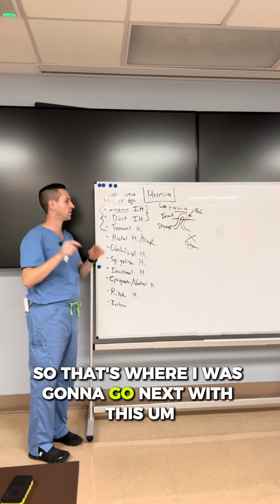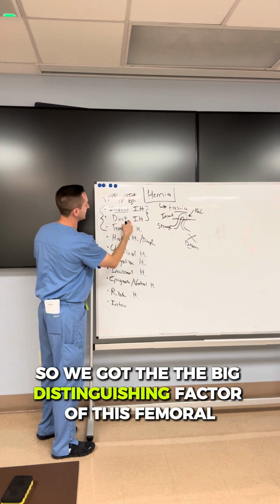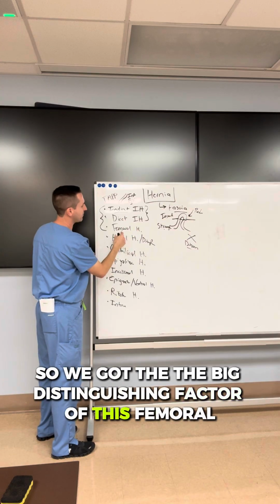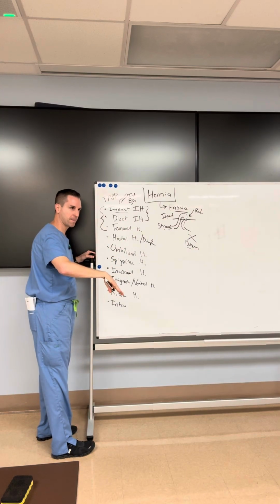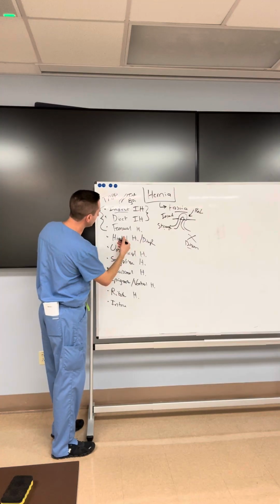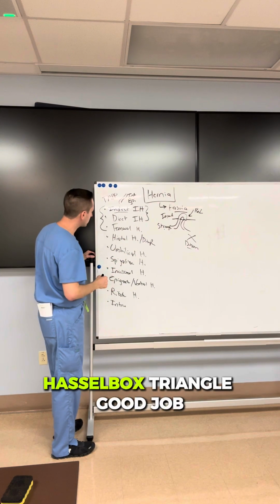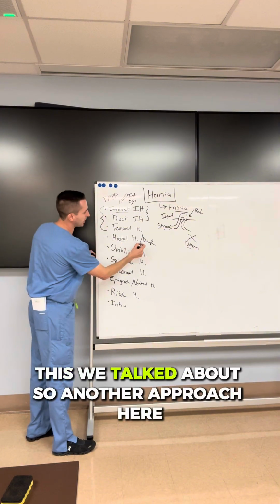So that's where I was going to go next with this. But let's keep talking about these. So we got the big distinguishing factor of this, the femoral hernia, like we said. There's a triangle down there. Anyone know what that triangle is called? Hesselbach's triangle. Good job. This we talked about.